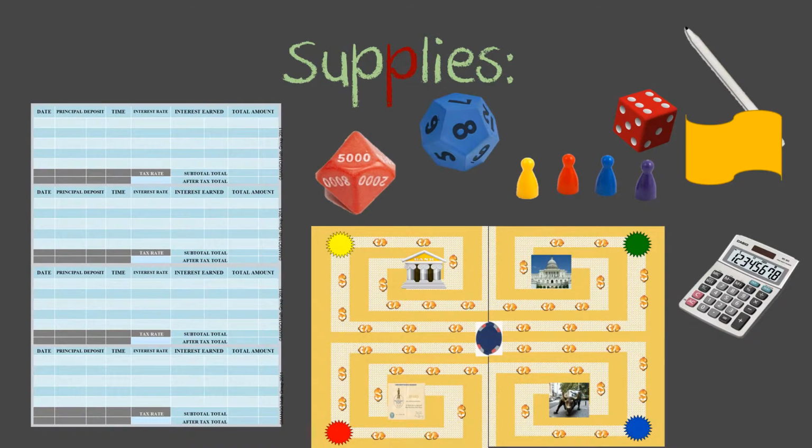The supplies provided in the pouch, along with your information sheet and guide, are deposit slips that each student will have. There are 4 different ones. They'll have a 1,000 die, a 12-sided die, a 6-sided die, some pawns, a dry erase marker, and a calculator.